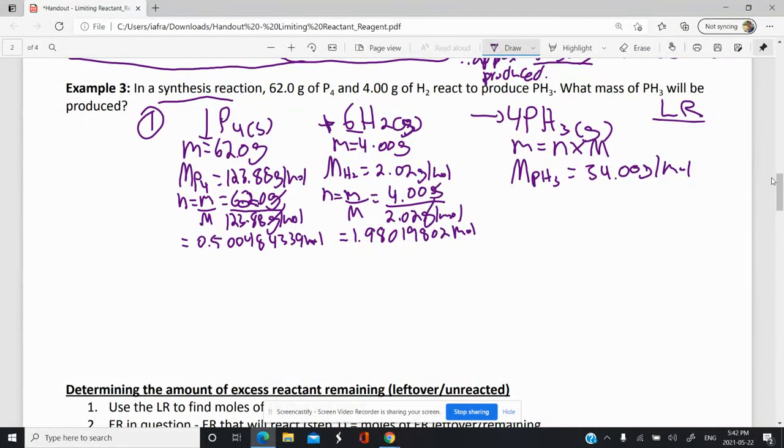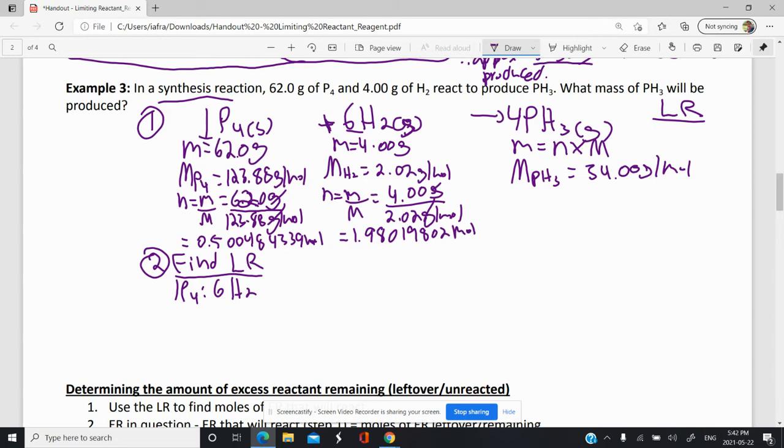I'm going to do method 3. I'm going to determine my limiting reactant. So find the LR using method 3. I'm going to choose one of the reactants and just see how much of the other reactant should be there. It doesn't matter which one I'm going to choose. I'm going to choose P4. You can choose H2 and see if you get the same result. So my ratio for reactants is 1 P4 for every 6 H2.